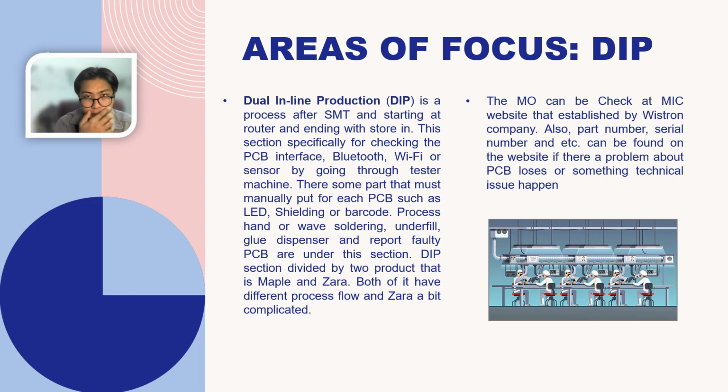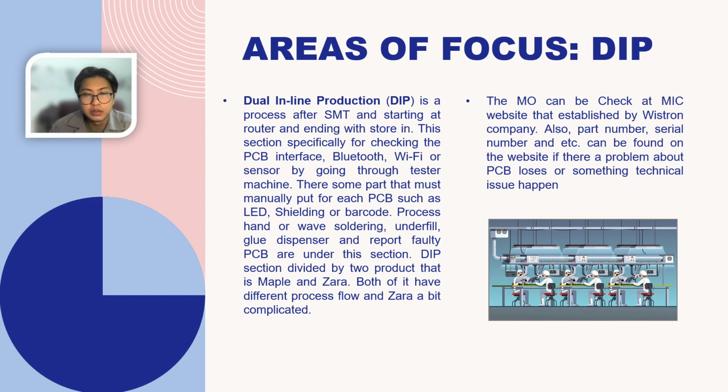But for certain PCBs, the processes of hand or wave soldering, underfill, glue dispenser, and reporting faulty PCBs are under this section. This section is divided by two products, that is Maple and Zara. Both of them have different process flows, and Zara is a bit more complicated than Maple.